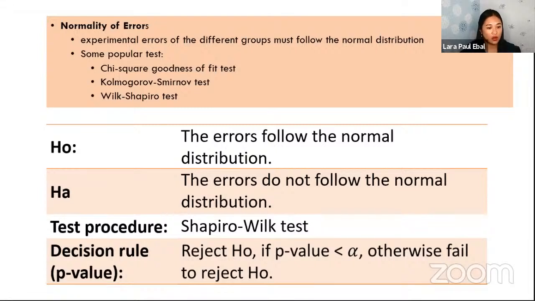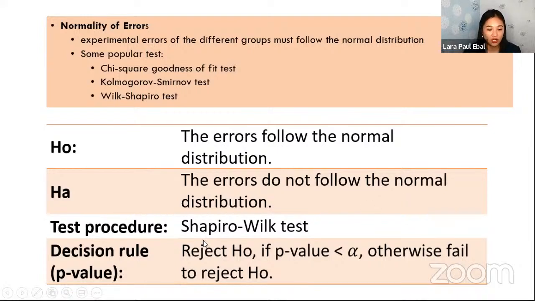Another assumption that we have to deal with is the normality of errors. Okay. Now we have this, the experimental errors of the different groups must follow a normal distribution. Okay, some popular tests, we have the chi-square, Kolmogorov-Smirnov, and then Wilk-Shapiro. Okay, but yung common dito is Shapiro-Wilk or Wilk-Shapiro. So HO here is stated as the errors follow a normal distribution. HA, the errors do not follow a normal distribution.